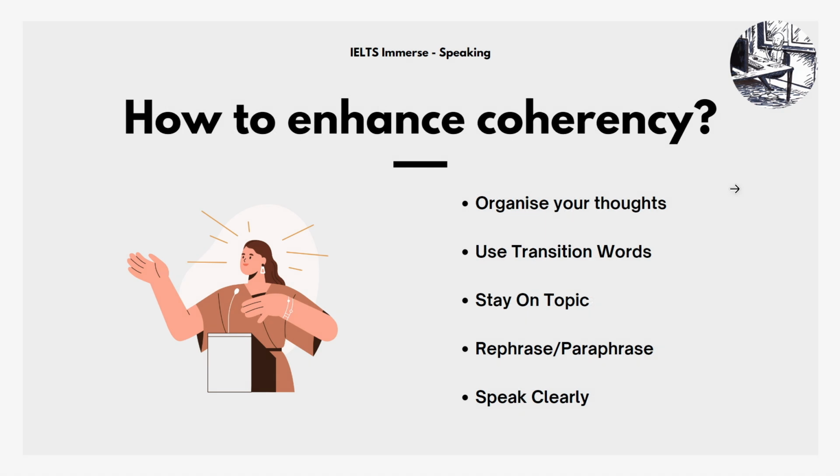And how to enhance coherency. Now this is about organizing your thoughts, using those transition words so you can go from point to point, sentence to sentence, staying on topic. Don't start a sentence and then go off to another topic mid-sentence. Rephrase, paraphrase. You can do this with questions you're being asked. And speak clearly, that pronunciation, so we can understand what you are saying.